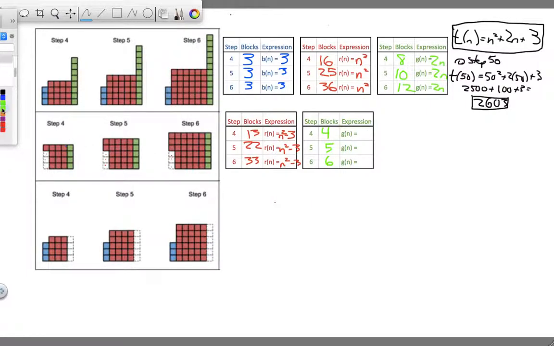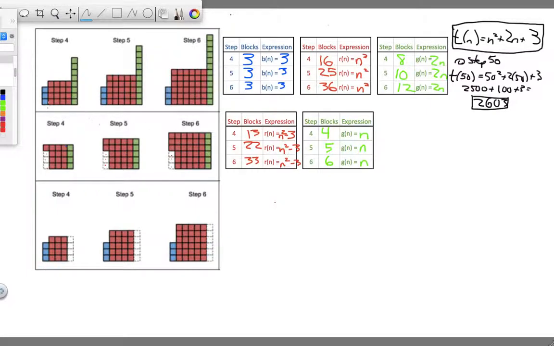Now for green, it's simply, for step 4, g of n, g for green, g of 4, I get 4, g of 5 is 5, g of 6 is 6, so it's just n.